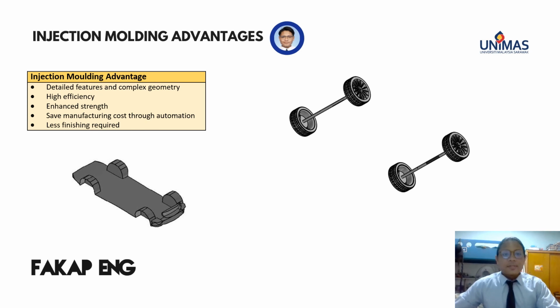The next process is injection molding. The advantage of injection molding is detailed features and complex geometry, high efficiency, enhanced strength, saves manufacturing costs through automation, and it requires less finishing.